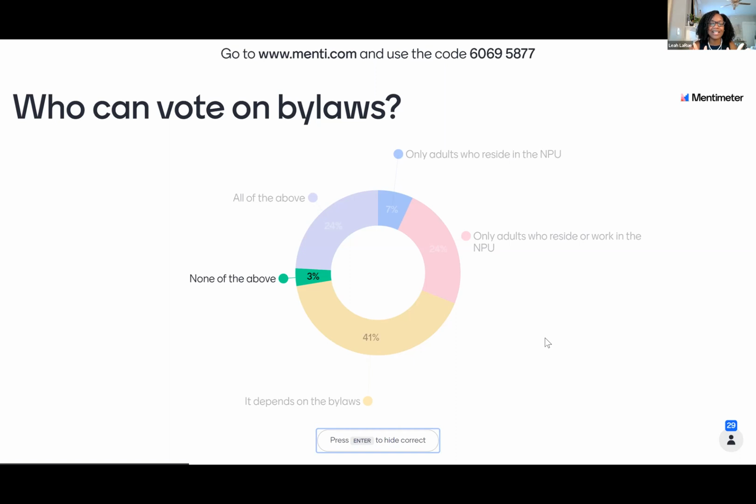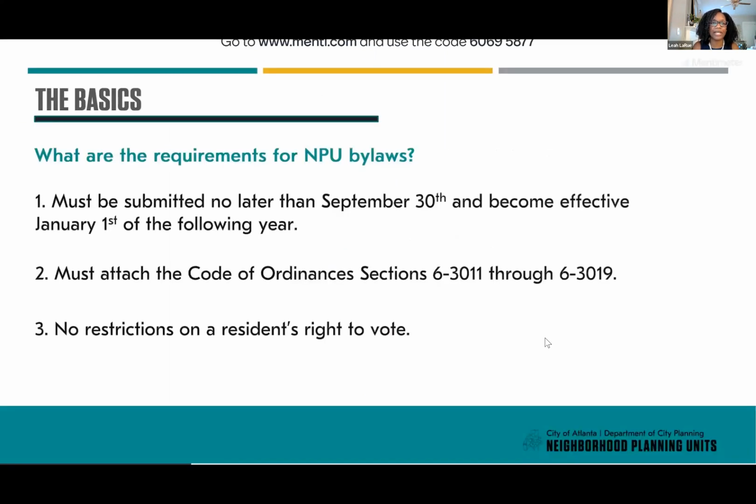But in any case, the people who can vote on bylaws at your NPU is anyone whose primary residence is in that NPU, or who represents a business, an agency, or an organization in that NPU. Okay, that's the correct answer. It's anyone whose primary residence is in that NPU, or they represent a business, organization, or agency in that NPU. That's who can vote on bylaws. All right, okay, awesome.